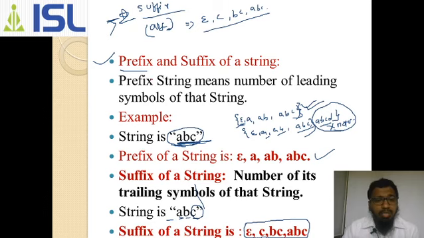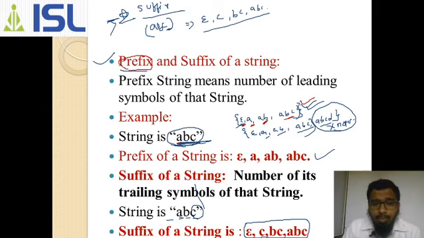Okay, prefix and suffix we saw in the last class. We did all this again because of some voice problem, so once again I am explaining this. A prefix of a string is like this: if you have the string ABC, first will be epsilon, then whatever the first letter from the left is, then AB, then ABC. These are the prefixes of the string.